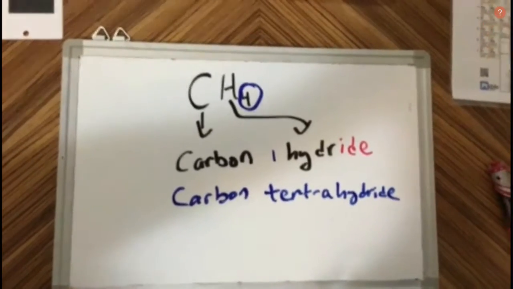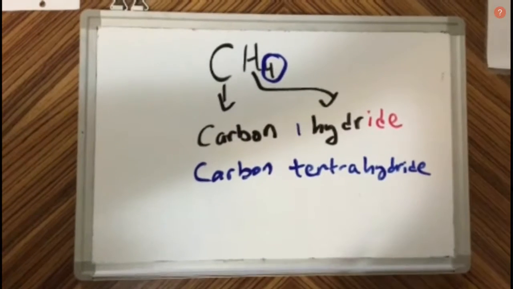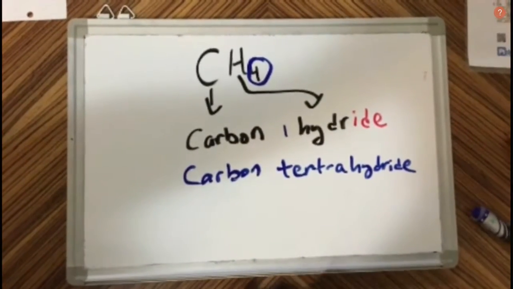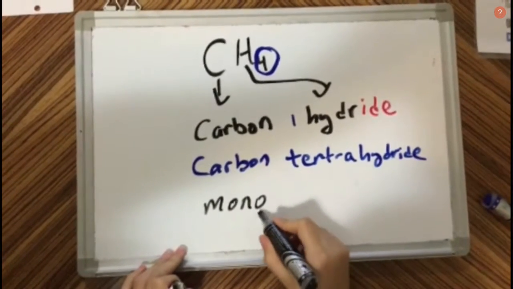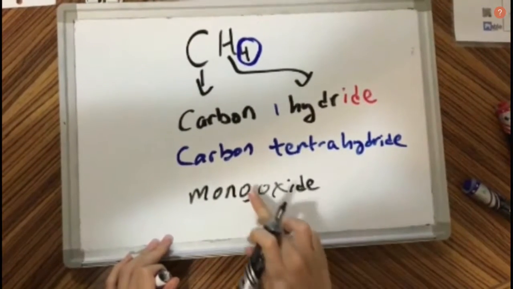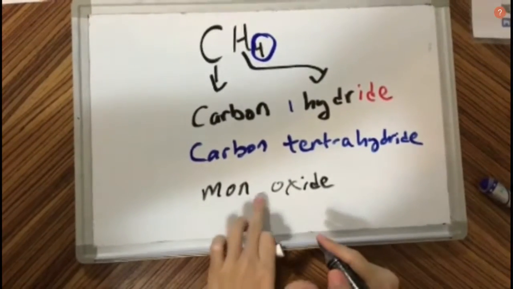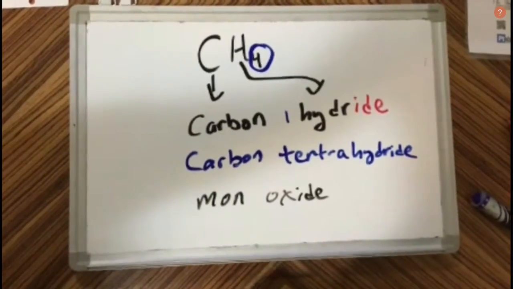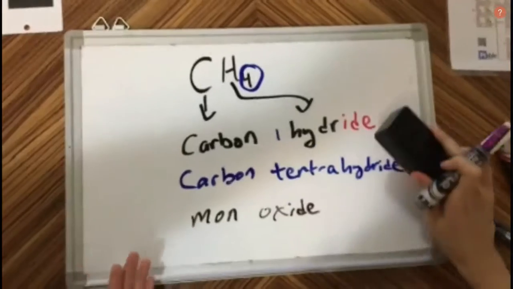And another rule that you should know about prefixes is that when you have it with oxygen, you need to remove the O or A from it. For example, mono. Here, it's not going to be monooxide. It's going to be monoxide. You can see we remove the O, or if there's an A, we remove the A. And that's going to be all for this one.